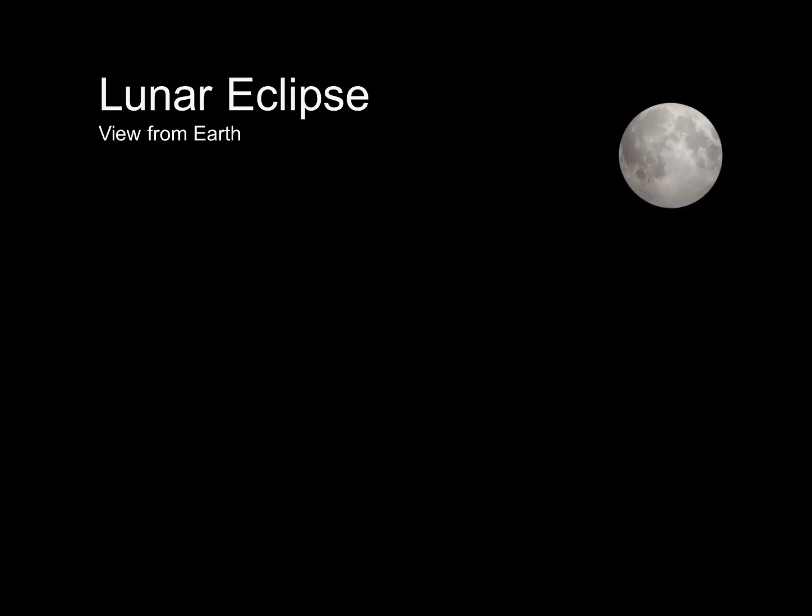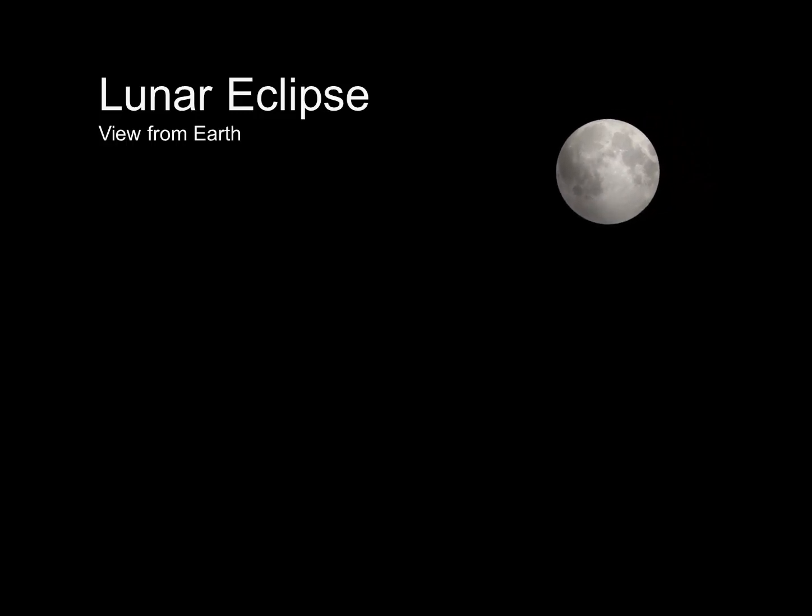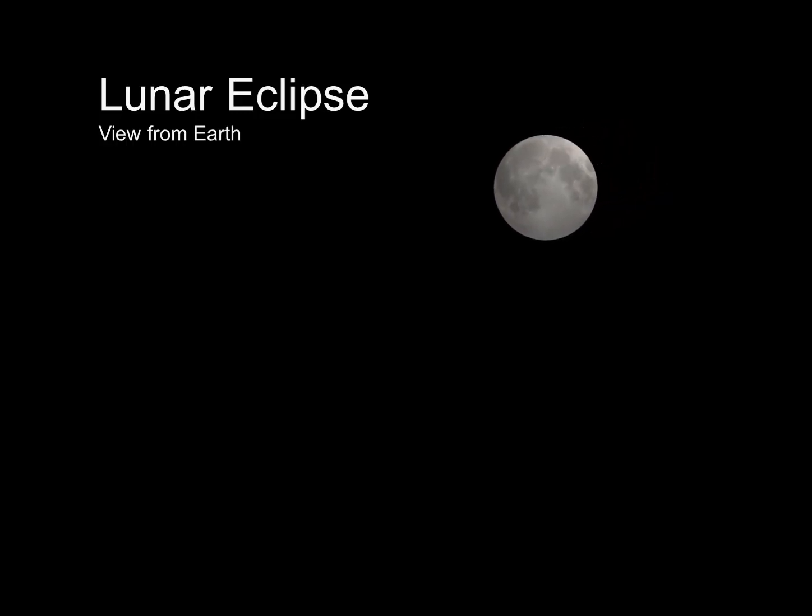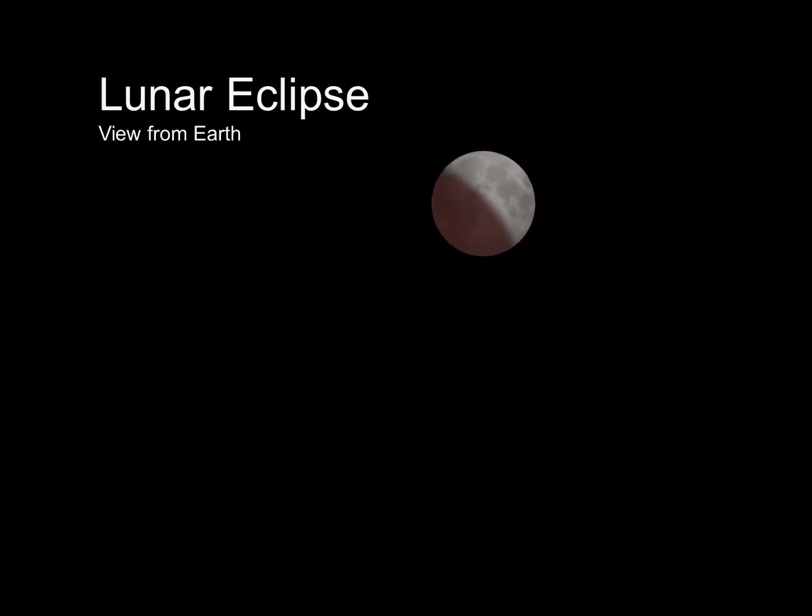Here's an animation that shows a lunar eclipse as viewed from Earth. At first, the full moon may show just a slight dimming on one side. The dimming increases as the moon enters deeper into the penumbra. Eventually, the moon will appear to have a bite taken out of it as it enters the Earth's umbra, or complete shadow.